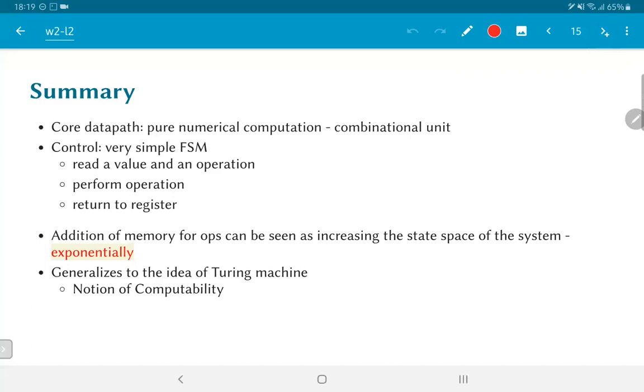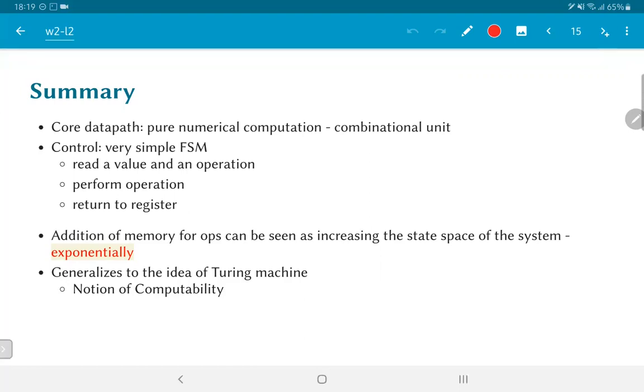So we can see that the addition of memory for storing the operations has essentially increased the state space of the system. Normally, we would just have a finite state machine that is capable of responding to any particular input that it sees. Over here, we are effectively creating many more states than what we had initially, by saying that all the memory locations used for the instructions constitute part of the state space of the system. The more bits that we allocate to this, the number of possible states of the system increases exponentially.